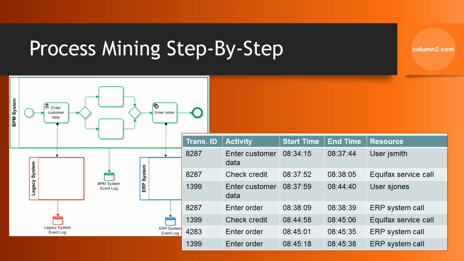He goes to the legacy system screen and enters this information, then marks the task as complete in the BPM system. Then there's an automated service call to check the customer's credit at 8:37:52, which would be one of those unmarked steps in the middle of the BPM system workflow. Another activity on another case is the next thing in the history log, but we're only interested in case 8287, so skip down and we have a call to the ERP system at 8:38:09 to enter the order.